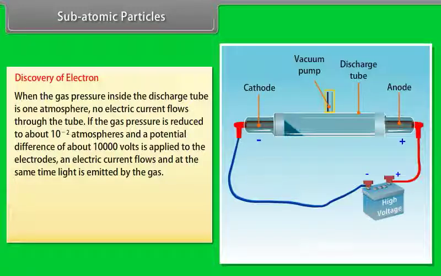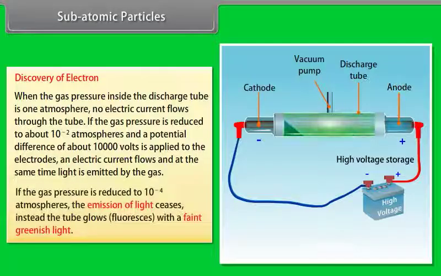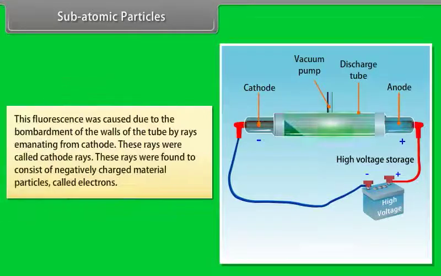If the gas pressure is reduced to about 10^-2 atmospheres and a potential difference of about 10,000 volts is applied to the electrodes, an electric current flows and at the same time light is emitted by the gas. If the gas pressure is reduced to 10^-4 atmospheres, the emission of light ceases. Instead, the tube glows, fluorescence with a faint greenish light. This fluorescence was caused due to the bombardment of the walls of the tube by rays emanating from the cathode. These rays were called cathode rays. These rays were found to consist of negatively charged material particles called electrons.